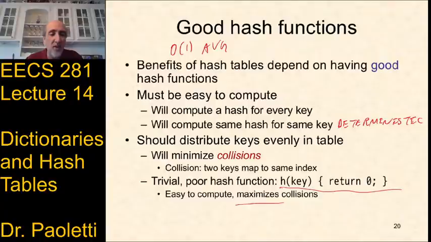So the first key that we hash goes to index 0. Everything after that is a collision. Every other different key is a collision. And so that's a terrible hash function. It meets our musts, but it's terrible at the should part. It is not a good hash function.